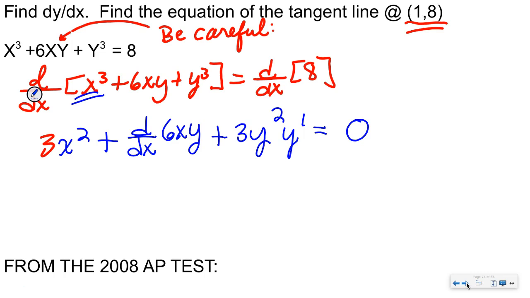This is what I need you to be careful about. It is not 6x y prime. It's a product, and it needs the product rule. So write be careful, go point right there, and write product rule. And you will forget it for a while. College Board loves to throw that one on there where you have to use product rule. So we're going to be really careful.